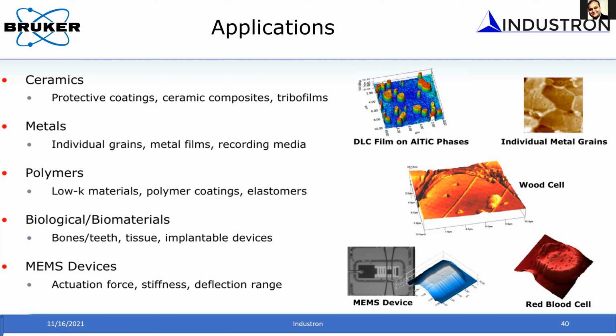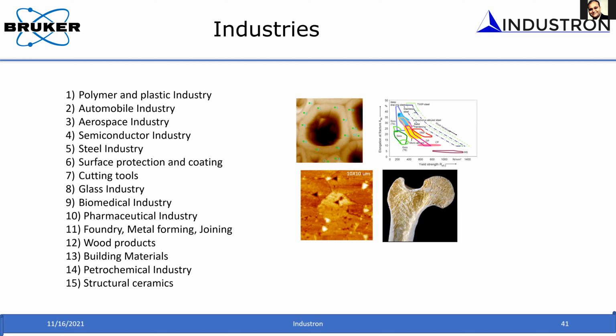So that expanded the use of this technique into many industries. I've listed about 15 of those, from polymer industries to automobile industries to aerospace, semiconductor industry, steel industry, foundry, pharmaceutical industry, wood products, building materials, petrochemical industry, structural ceramics. So this is becoming a standard and a simple way of measuring mechanical properties by simply doing those experiments the way that we want to do. And so this technology is expanding into different industries.